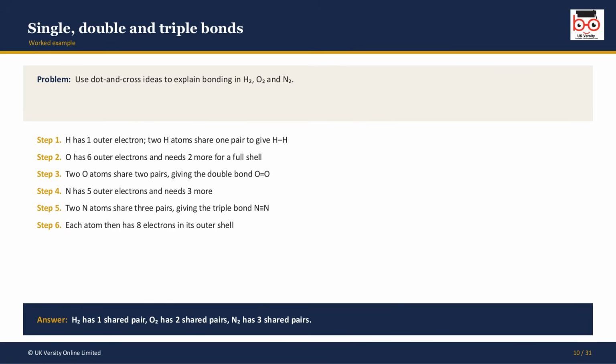Let's apply that to hydrogen, oxygen, and nitrogen. Hydrogen has 1 outer electron, so 2 hydrogen atoms share a single pair to give H–H. Oxygen has 6 outer electrons and needs 2 more, so 2 oxygen atoms share 2 pairs, making the double bond in oxygen. Nitrogen has 5 outer electrons and needs 3 more, so 2 nitrogen atoms share 3 pairs, giving the triple bond in nitrogen. In every case, each atom ends up with 8 electrons in its outer shell. So hydrogen has 1 shared pair, oxygen 2, and nitrogen 3.